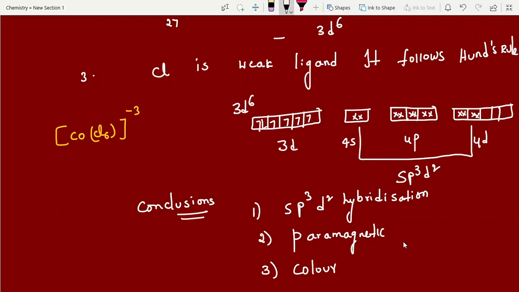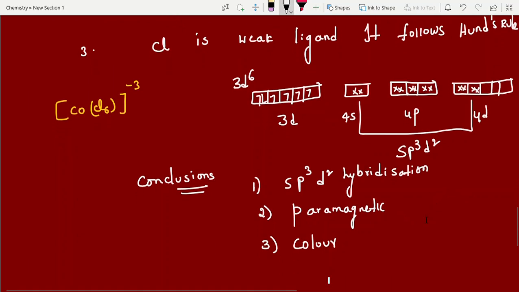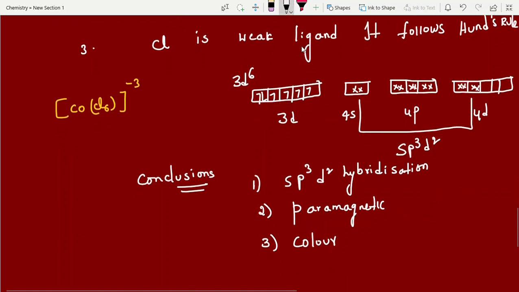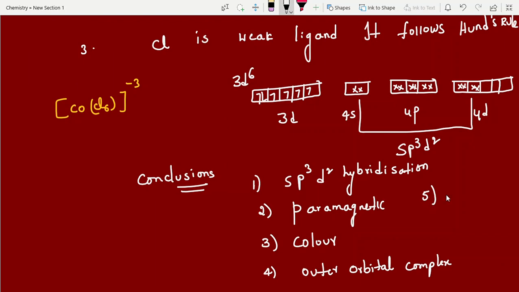Color. Next, fourth point. What is the fourth point? Yes, outer orbital complex or inner orbital complex. This is outer, it started with s. This is outer orbital complex. Now next one, fifth one. What is the fifth one, students? Yes, magnetic moment. How many unpaired electrons are there? n equal to 4. n equal to 4 means mu equal to 4.8 Bohr magneton.